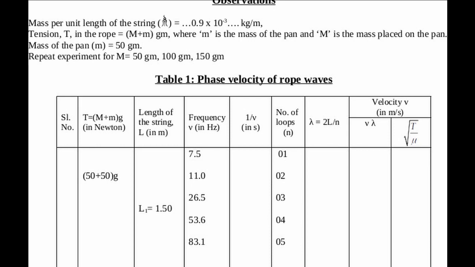You can see that the mass per unit length is also given. It is given right at the top of this sheet. The mass per unit length here is 0.9 × 10^-3 kg per meter. It is mentioned there at the top of the sheet. So I hope it is clear how the data is to be recorded.